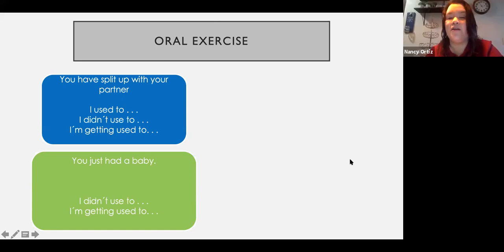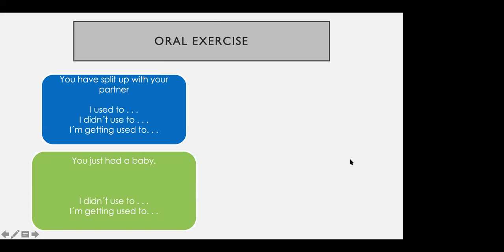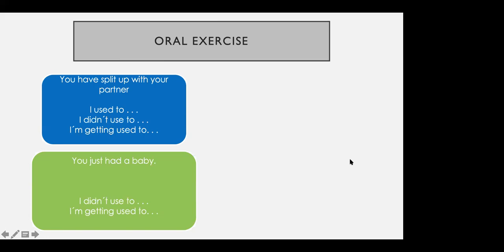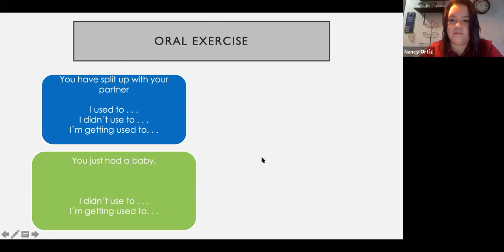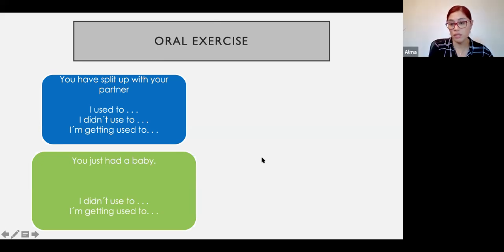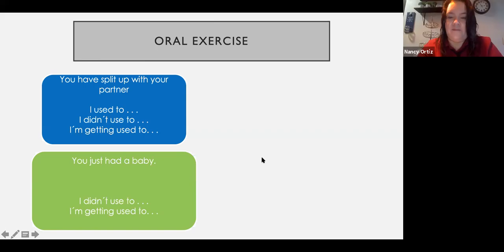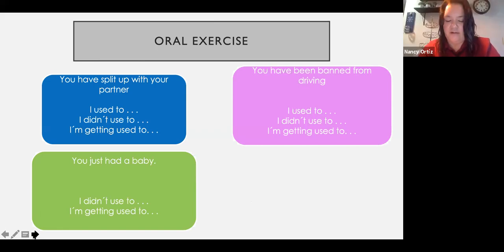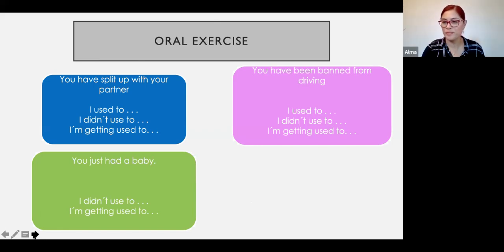Same situation, new person, Gloria. Please mention a name. Let me see. Alma. Okay, you have split up with your partner. I used to spend a lot of time with him. I didn't used to eat alone. And I am getting used to have more free time. Excellent, very good. Now, Alma, different situation, just tell us the name of a person. Armando.